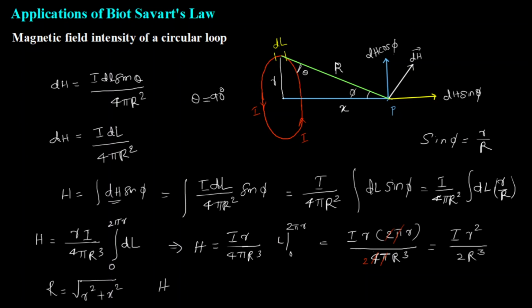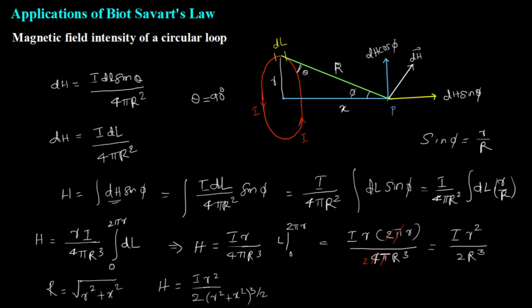So I'll just substitute that. I get H as I r square divided by 2 times R cube I have here. This is the square root of r square plus x square, raised to 1 by 2. So when I substitute here, it becomes 3 by 2. So r square plus x square to the power 3 by 2. So I get this as H.